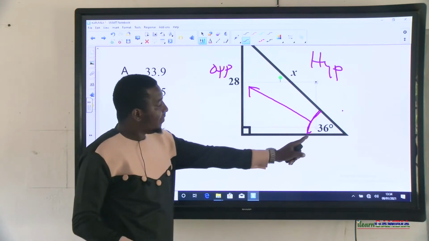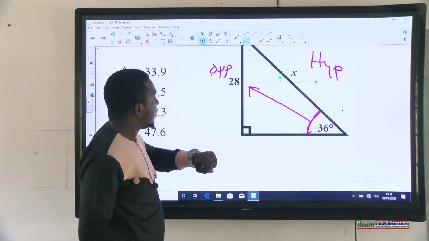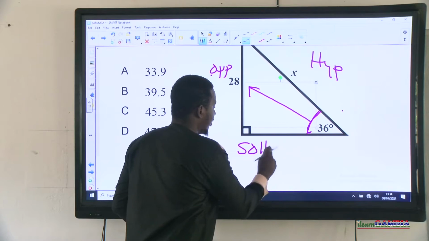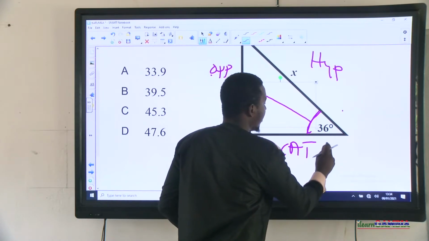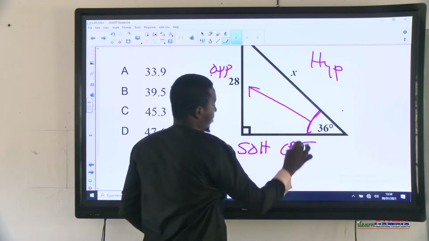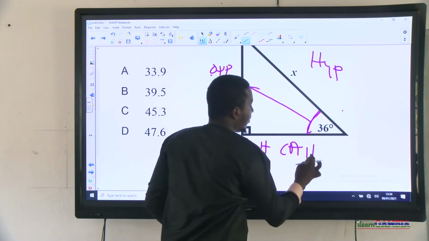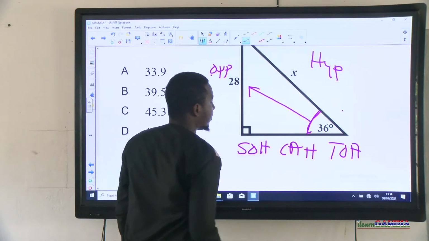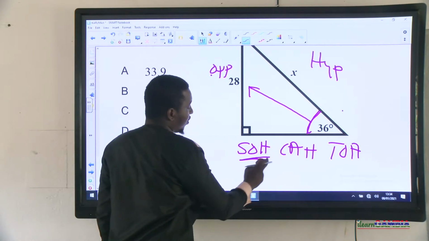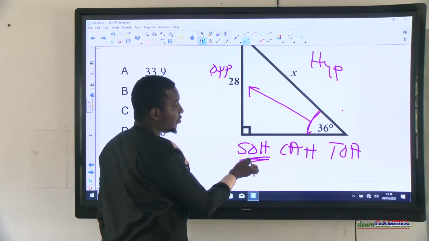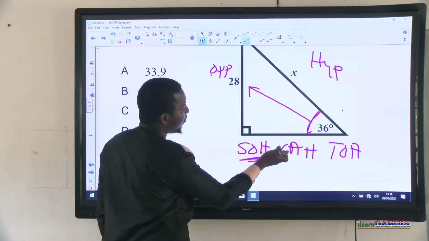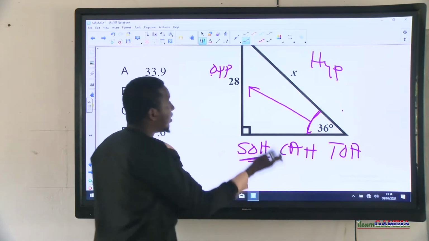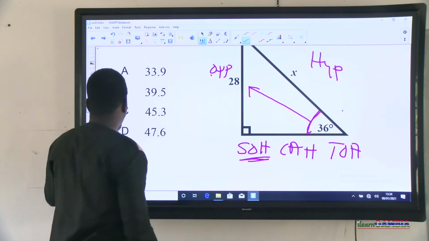Now what are we given? We are given a reference angle, we are given the opposite, and we are given the hypotenuse. What we have is SOH, CAH, and TOA. Now what are we given? We are given opposite and hypotenuse. Now for sine, of course, it is opposite and hypotenuse. Obviously, it means we are going to use sine. We cannot use cos because cos is asking for adjacent, and we are not given the adjacent. We cannot use tan because there is no adjacent. We are only given the opposite and the hypotenuse. So it means we are going to use sine.